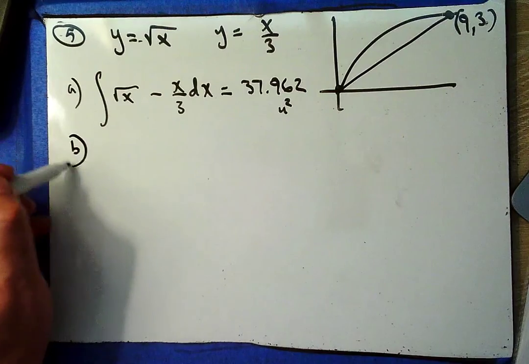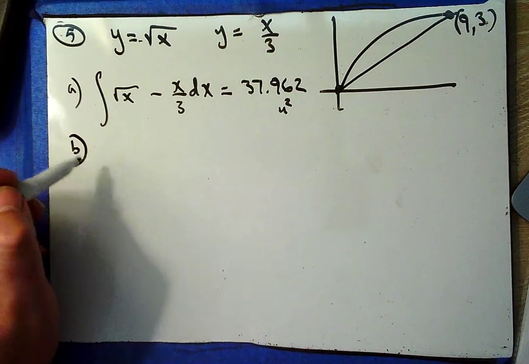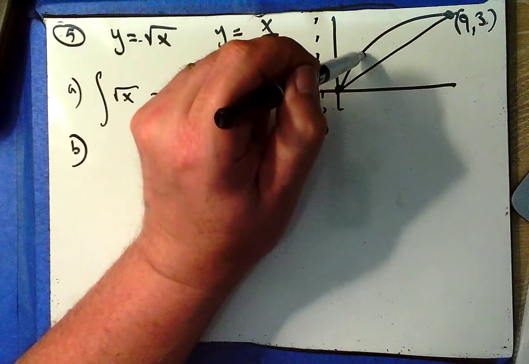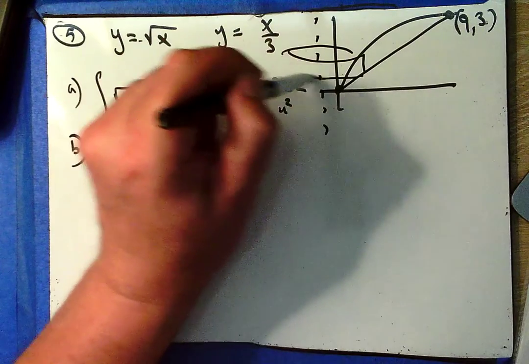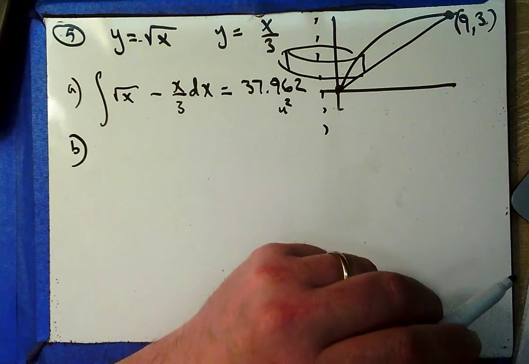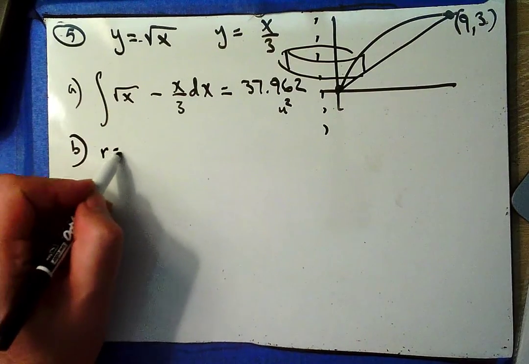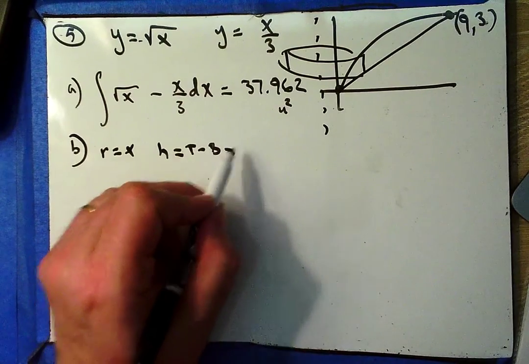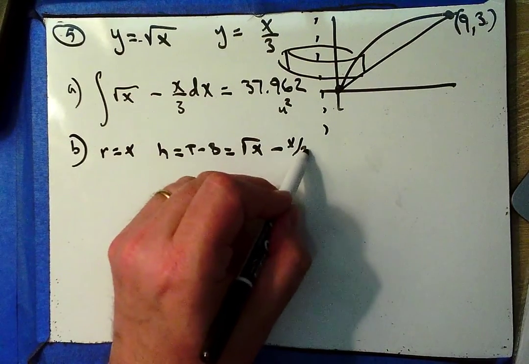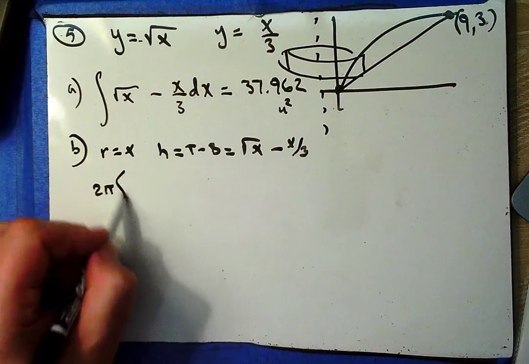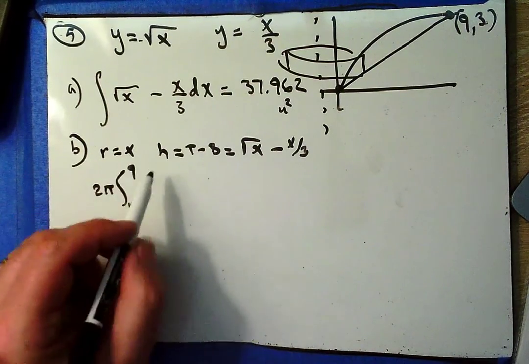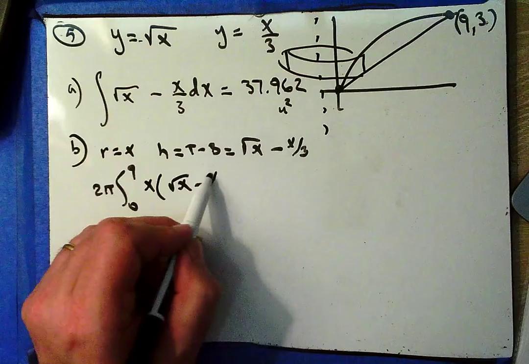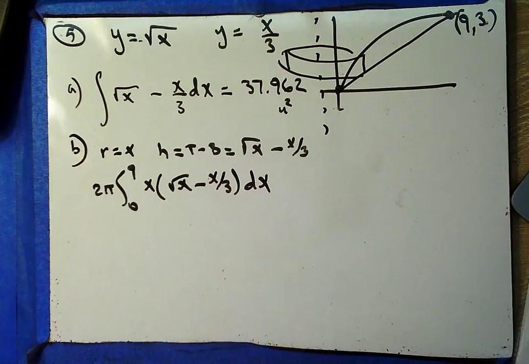Now, in part B, they ask us to rotate this region around the vertical line x equals -1. Well, you know me, given the opportunity, I'm going to prefer to write this as a shell. So for me, my radius is x, and my height is top minus bottom, or square root of x minus x over 3. And so my integral is 2 pi, 0 to 9, of x times square root of x minus x over 3 dx.